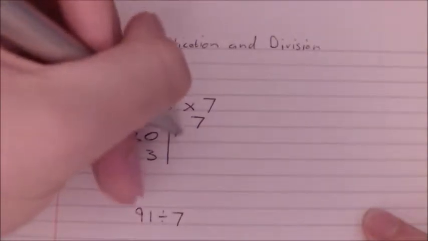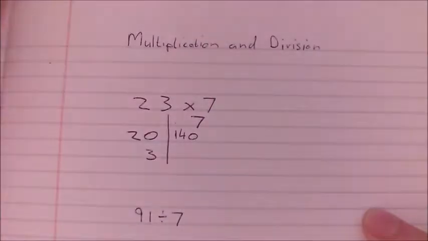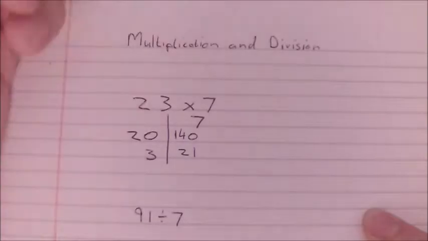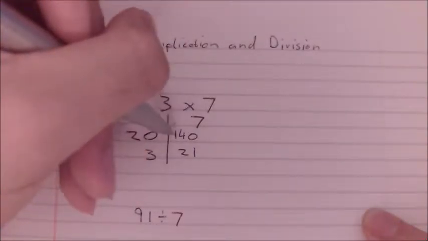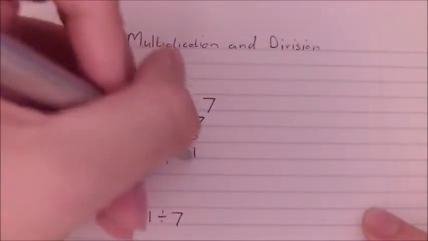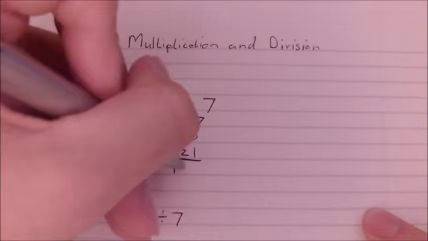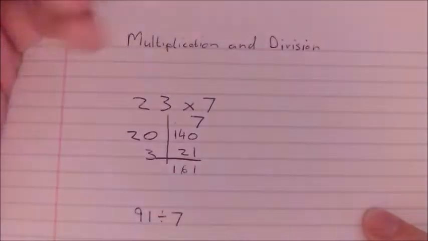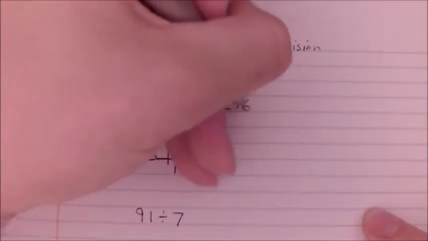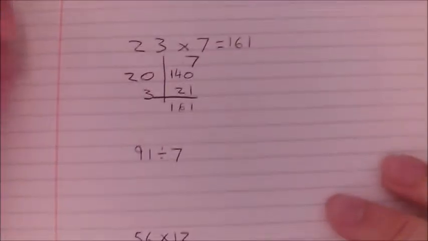2 times 7 is 14 and then it's 10 times bigger than that, so it's 140. And then 7 times 3 is 21. So 20 times 7 is 140, 3 times 7 is 21, and we add them both together. So 140 plus 21 is 161. So the answer will be 161. You can check with a calculator to make sure that the working out is correct.